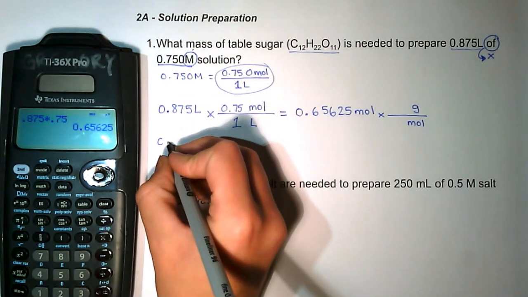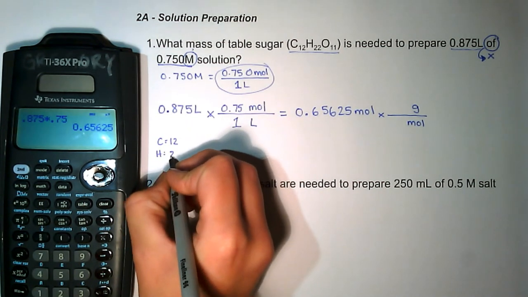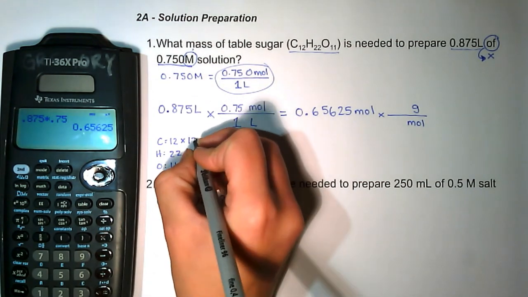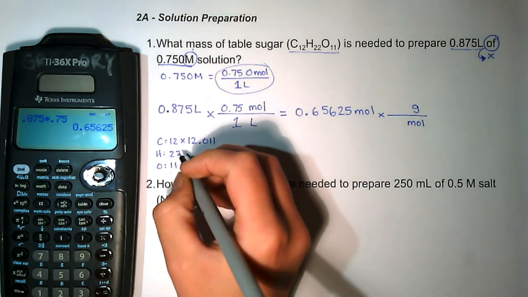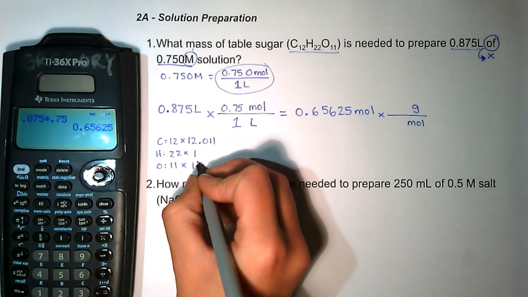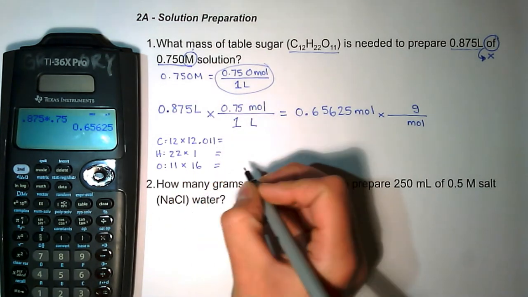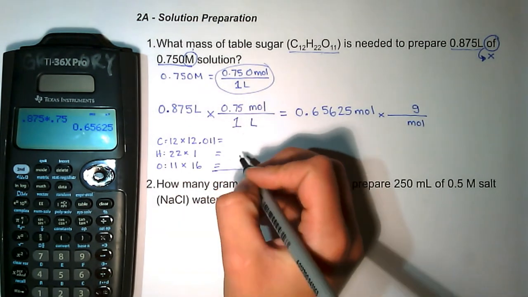I have 12 carbons, 22 hydrogens, and 11 oxygens. My mass of carbon is 12.011. You can find that on the periodic table. Hydrogen is approximately 1 gram per mole, and oxygen is 16. So I just need to figure out the total molar mass of C12H22O11. I'll figure out each piece and add them together.